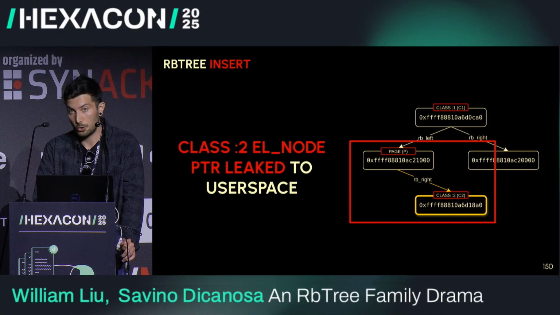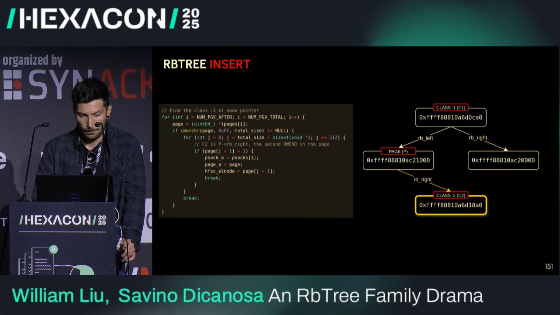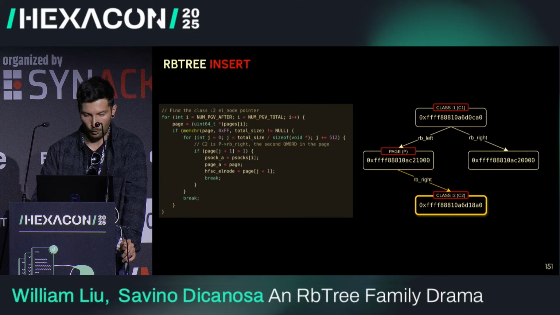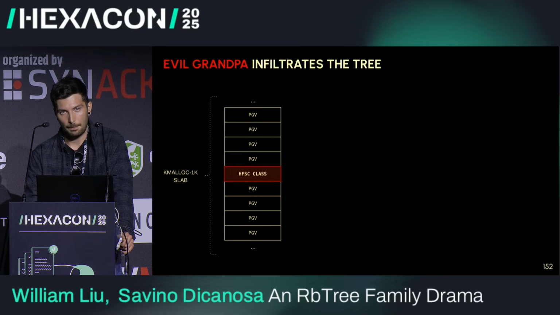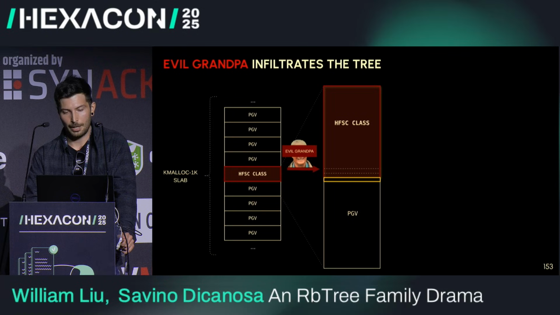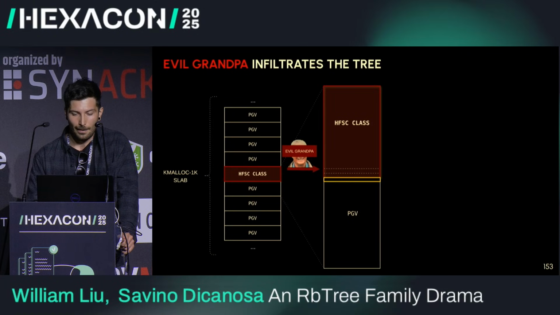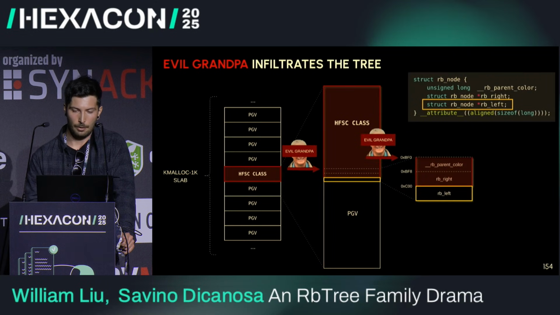Now we want to forge and infiltrate a new node. First of all, we iterate over all the page vectors and locate the pointer. Now, remember that class 2 is surrounded by page vectors in memory, right? We want to place the malicious node, called evil grandpa, as you can see here, 16 bytes before the next page vector in memory. This way, if we cast this address as an RB node, its left child will correspond to the first page in the target page vector. And the idea is that we want to overwrite this page with the address of page P.